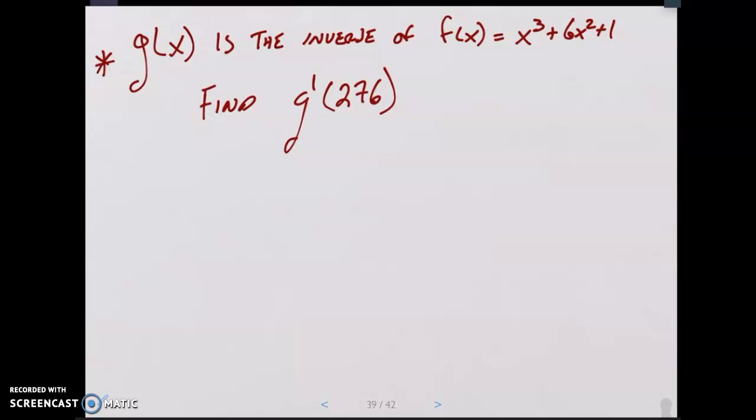All right, so g of x is the inverse of f of x, right? And f of x equals that thing right there. What we're going to do is find the derivative of the inverse at 276, right? So get that into your mind real quick. In order to do this problem, this is kind of a difficult problem right now.